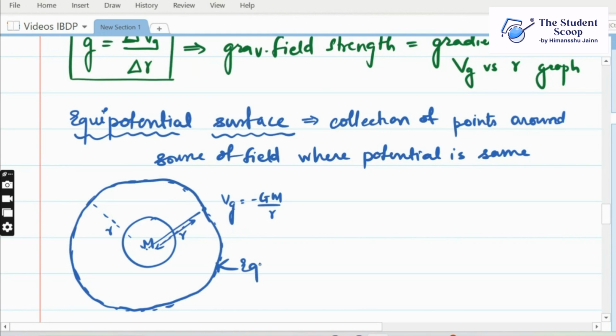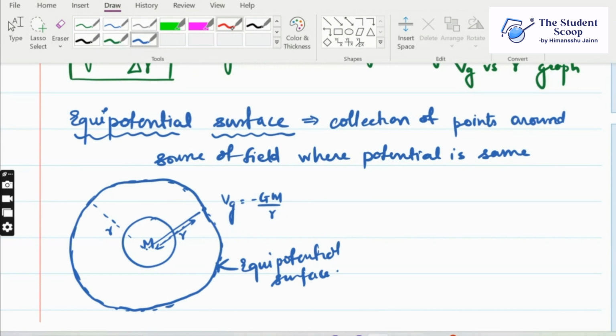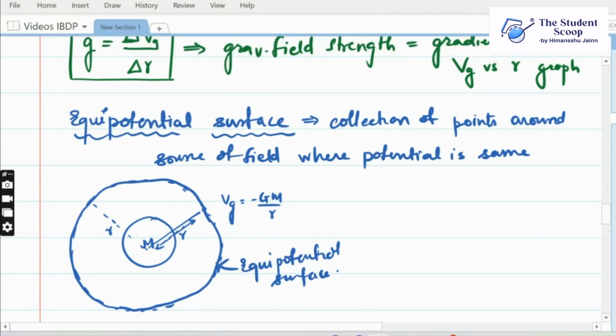So this is an equipotential surface. All the points combine and give us one particular surface where the potential energy is the same. This can be another equipotential surface where the potential energy is the same, which is at exactly a certain distance away from the center. Let this be some r dash. So like that we can draw multiple equipotential surfaces.